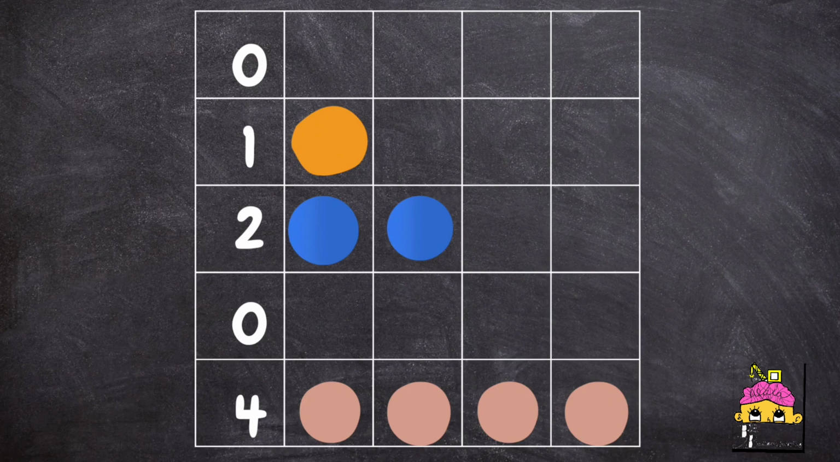The second frame has 1 counter. The third frame has 2 counters. And once again, we're seeing a frame with 0 counters. And the last frame has 4 counters.